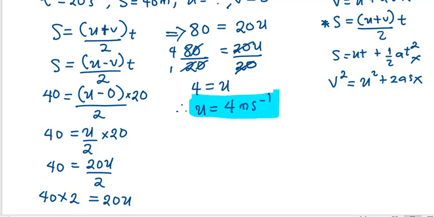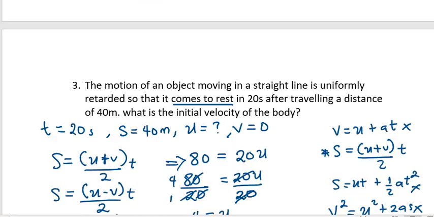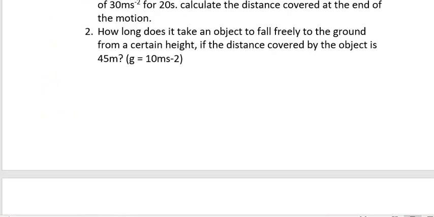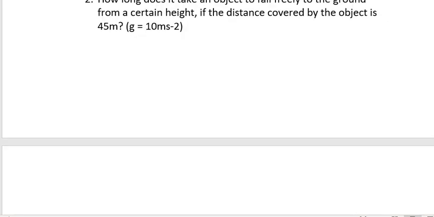Now you see we are done with those questions which you might consider hard. Oh, sorry for that. You might consider those questions hard, and we are done with them. Okay, right now I have a task for you, and I want you to do this task on your own. Now this one says a car starts from rest and moves with a uniform acceleration of 30 meters per second squared for 20 seconds. Calculate the distance covered at the end of the motion. Now remember, when a car is starting from rest, u is 0, right? Then when a car comes to rest, v is 0, and that's it. So we are done. Very much simple.